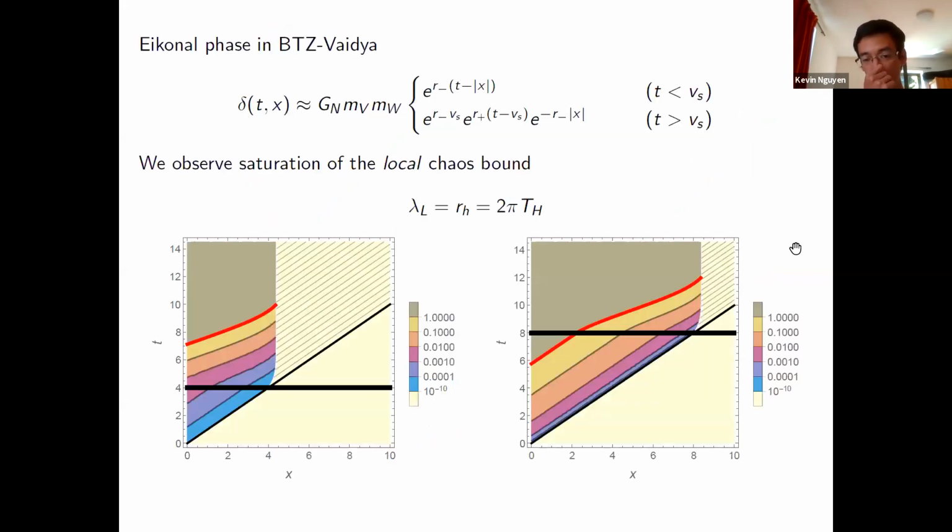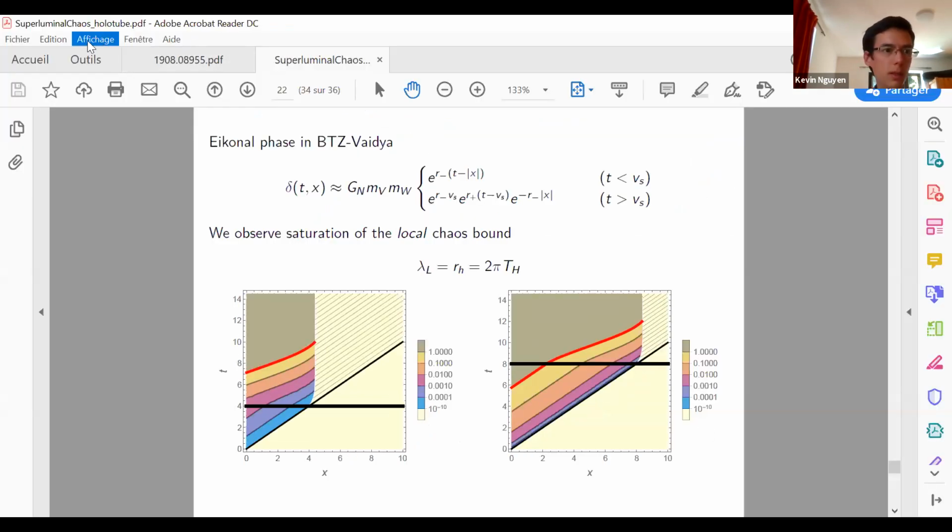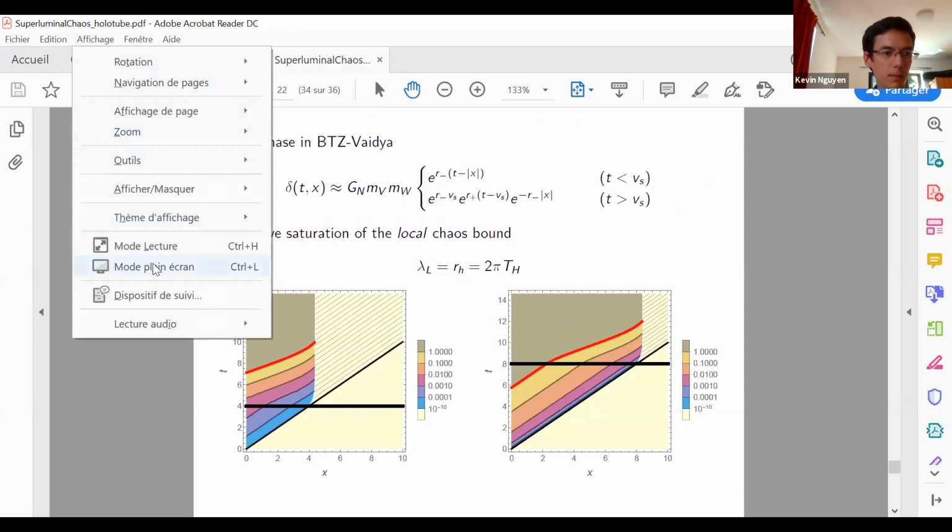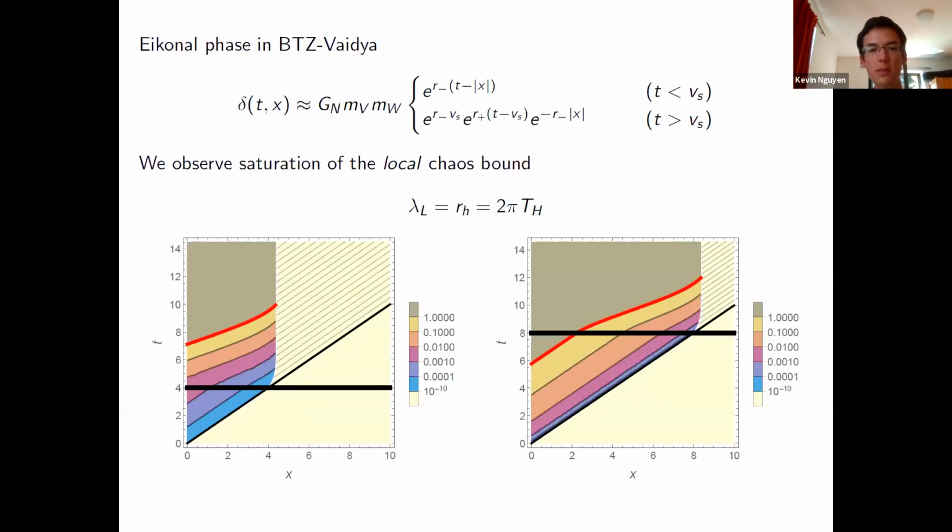Okay, so I'm gonna skip. Sorry, I'm just looking at the time. I'm gonna skip all computational details. These you can find in the paper, but I'm just gonna give you the result.